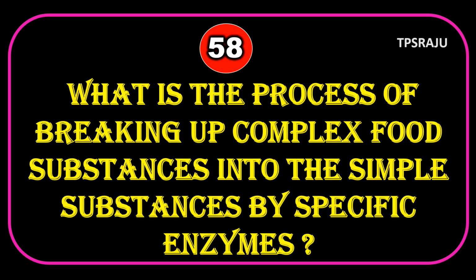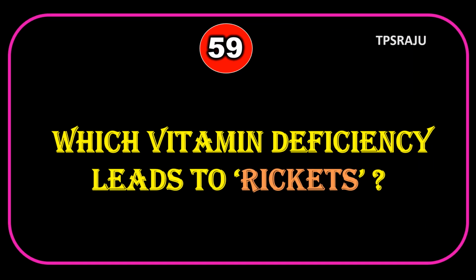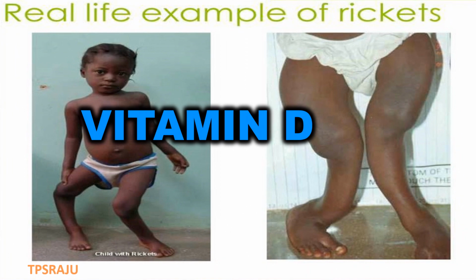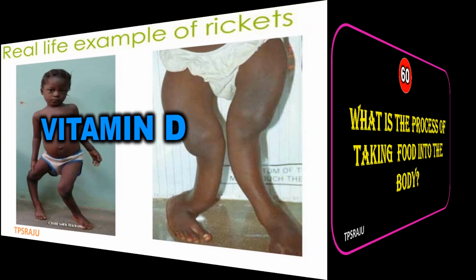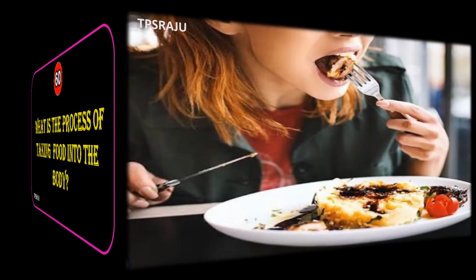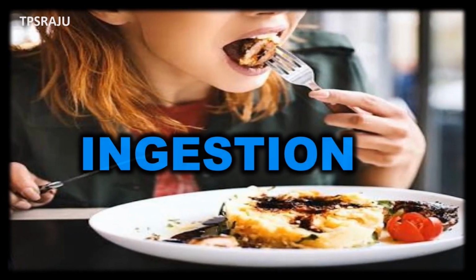What is the process of breaking up complex food substances into the simple substances by specific enzymes? Digestion. Which vitamin deficiency leads to rickets? Vitamin D. What is the process of taking food into the body? Ingestion.